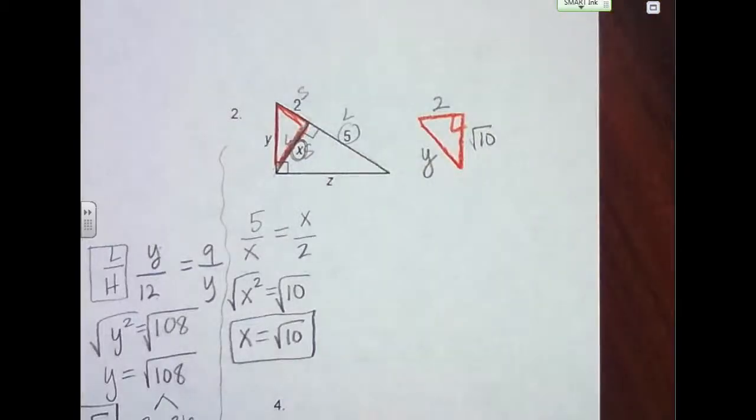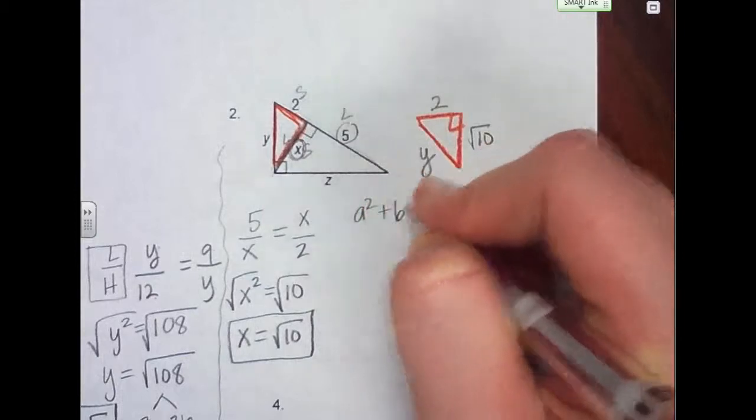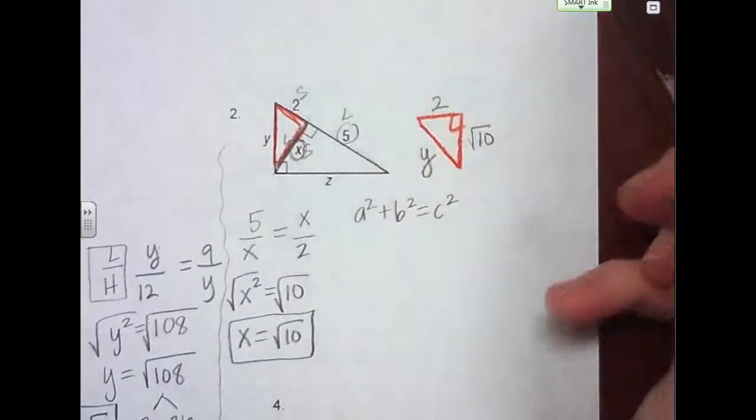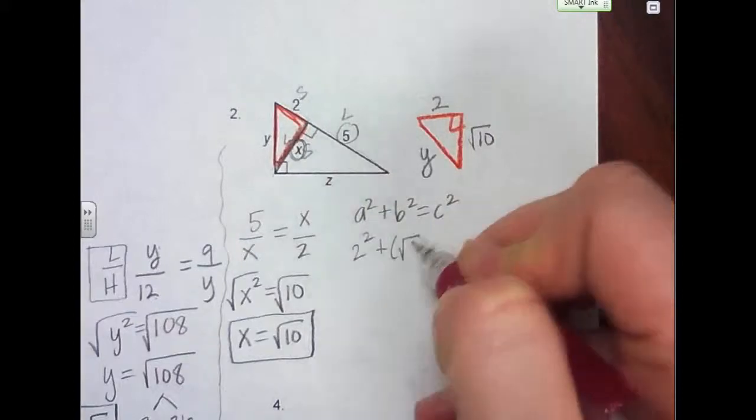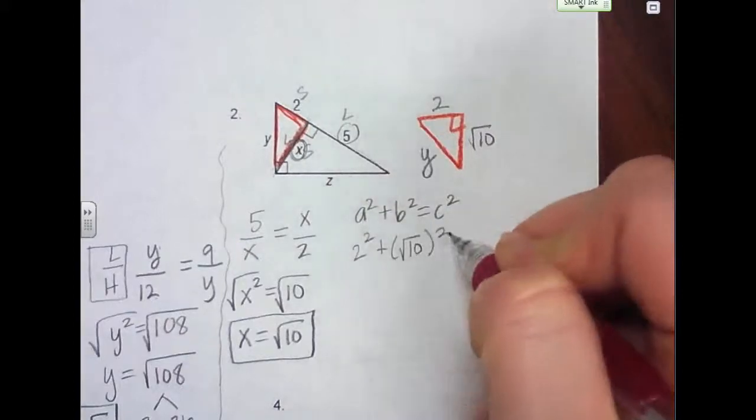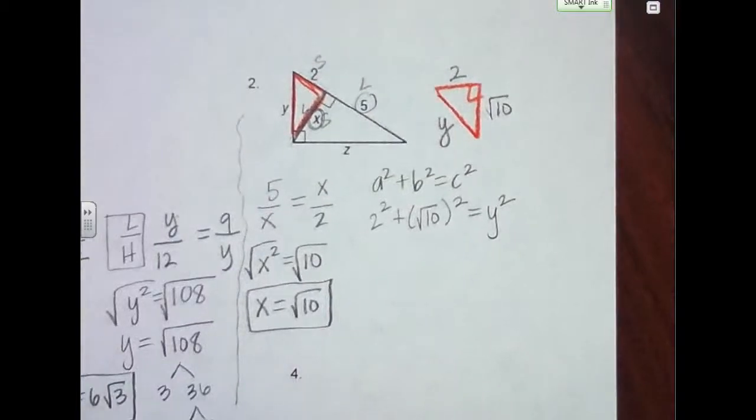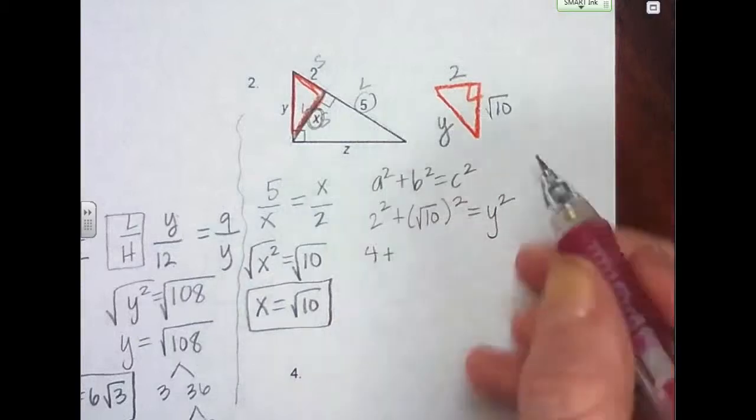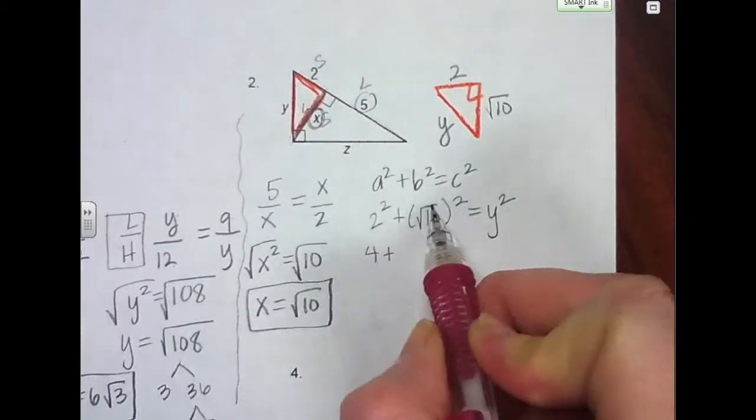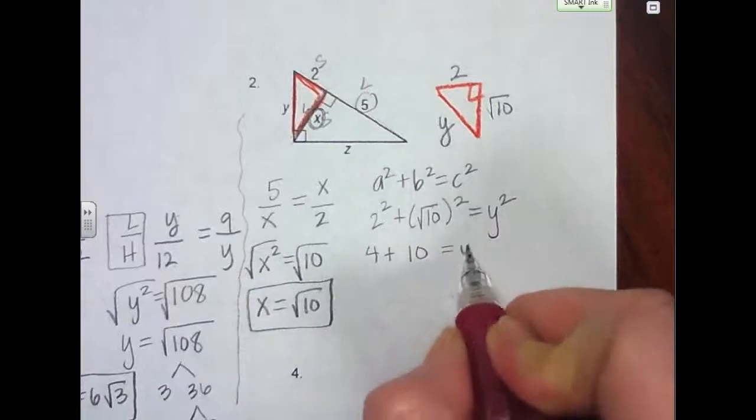And we want to figure out, well, what is y? So I could do Pythagorean theorem. So a squared plus b squared equals c squared. So I'll put in 2 squared plus square root 10 squared equals y squared. So this is another option for you if you don't like that method we did on number 1. So 2 squared is 4 plus, when you square a square root, it goes away. So this is just going to be a 10 equals y squared.